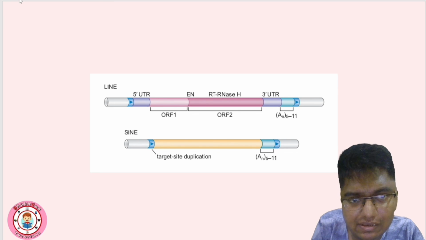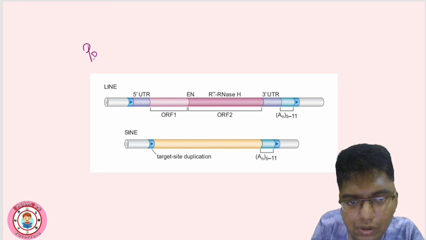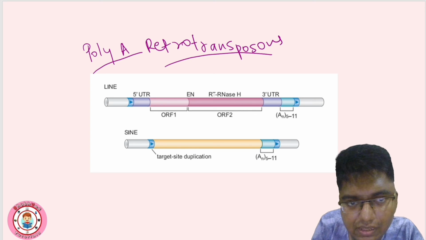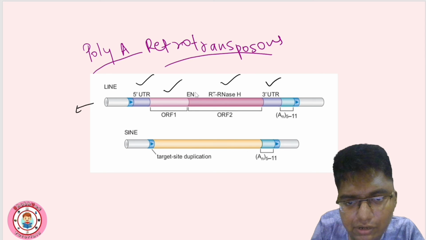Now this is the final thing. These are the poly A retrotransposons. Here the best example is LINEs and SINEs. From the structure of the LINE we can see it has a 5' UTR and 3' UTR, right? Then ORF1 is there, ORF2 is there. ORF1 produces an RNA binding protein, and ORF2 encodes endonuclease and reverse transcriptase, RNase H, right?